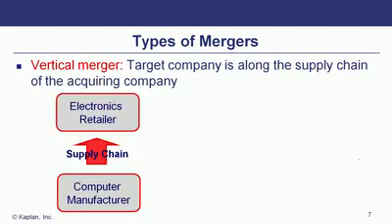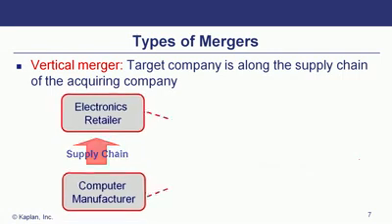So you can think of your entity, whatever it is that you're looking at, as being home base. You can have your suppliers above you. You have your customers below you. So in this case, if we have a computer manufacturer and an electronics retailer, well, the computer manufacturer is part of the supply chain for the electronics retailer and vice versa. It's all in the same supply chain. But a vertical merger is where we're integrating along the supply chain. So it's when a car company buys a tire company or a steel company or something along those lines.